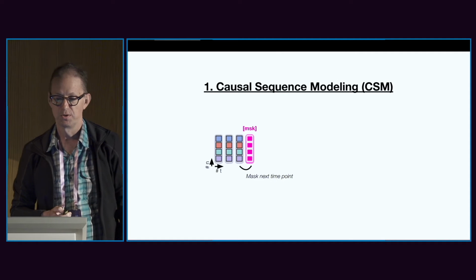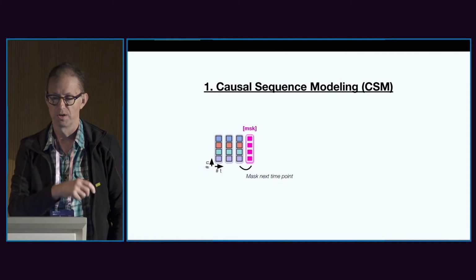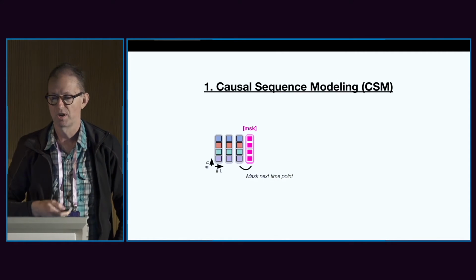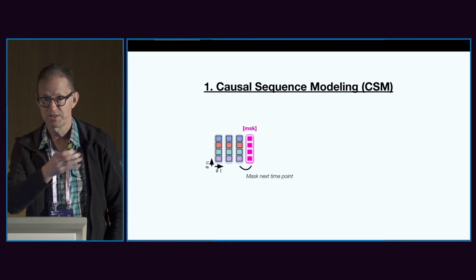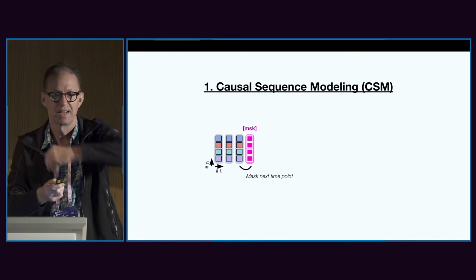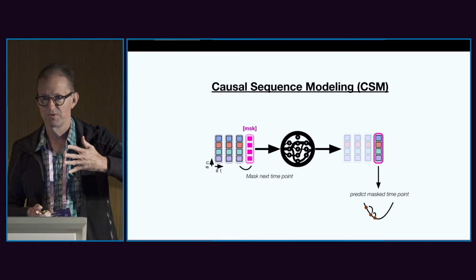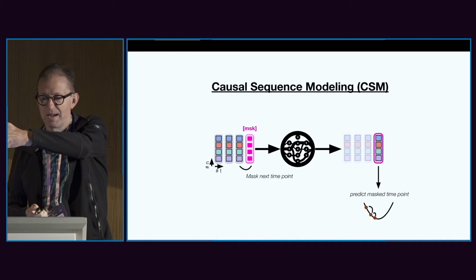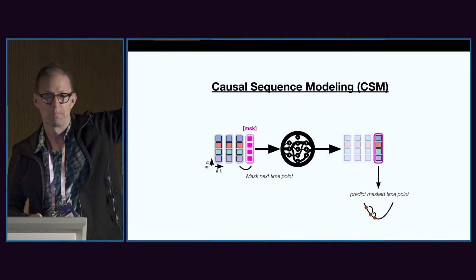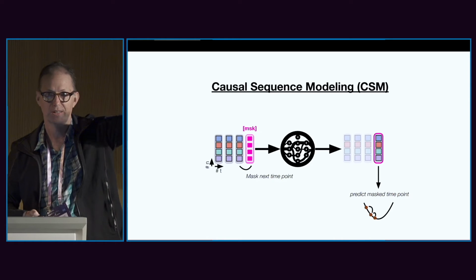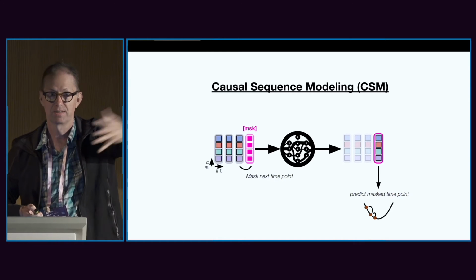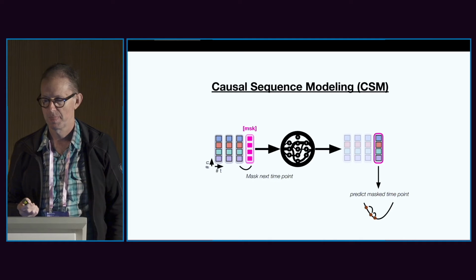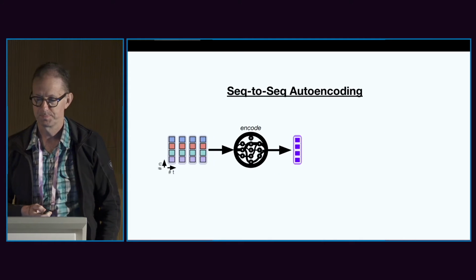And now we're going to apply these two models. In the causal sequence modeling approach, we mask out the next time point in the fMRI time series, run it through this transformer, try to predict the next time point, and then backpropagate the error to train the transformer to do that prediction task, just based on the previous time points.